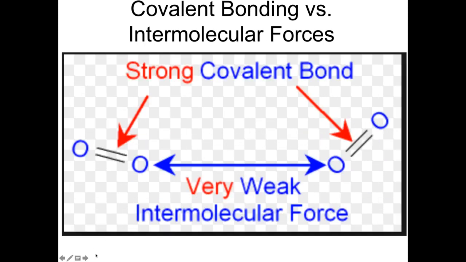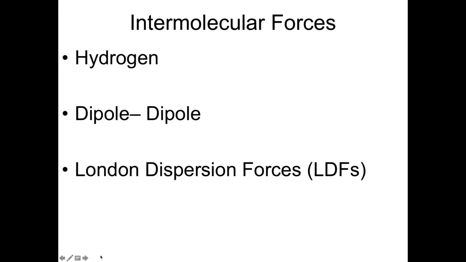Another example before we dive in deeper: we have two oxygen molecules, one here and one here. Both of these oxygens have an incredibly strong double bond between them, and then they have a very weak intermolecular force between them here. So anytime we're talking about intermolecular forces, we're talking about the interactions between molecules, not the bonding that makes the molecules. So let's focus on intermolecular forces now.